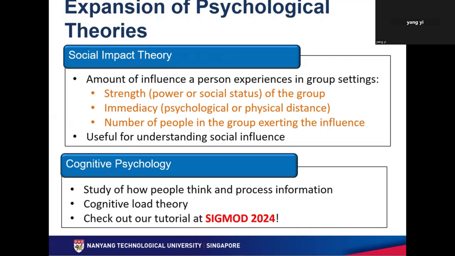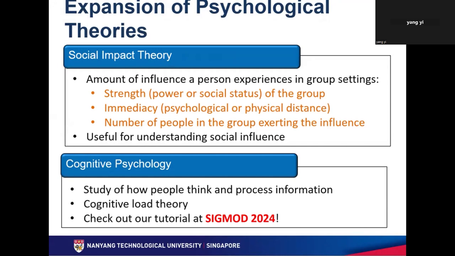And now if we go one level higher, we are not limited to social psychology. If you recall the six perspectives of psychology, one of them is cognitive.